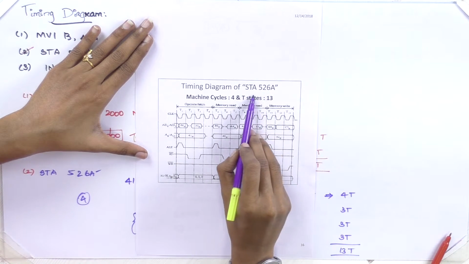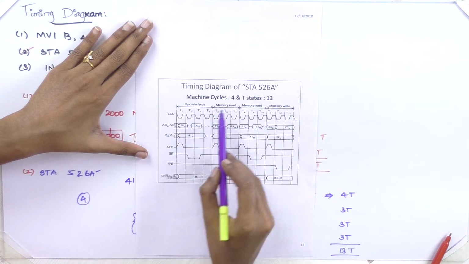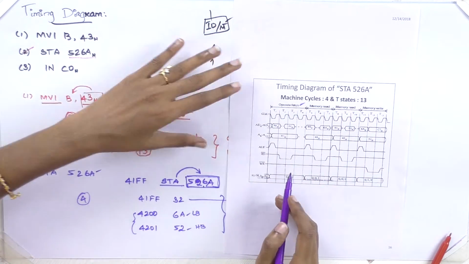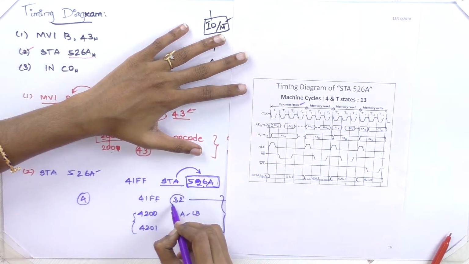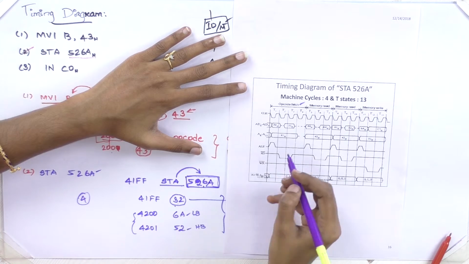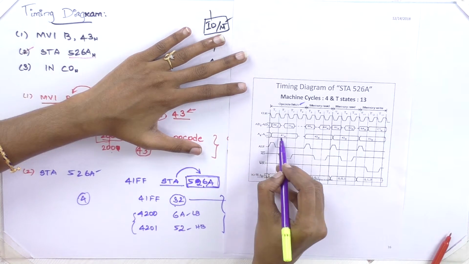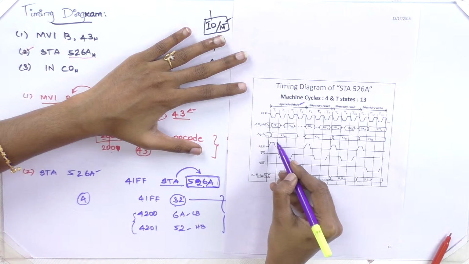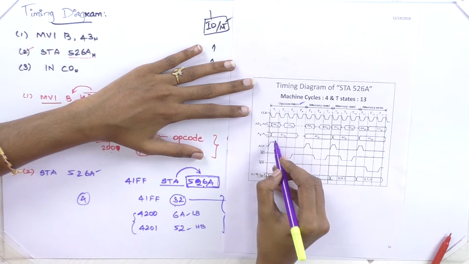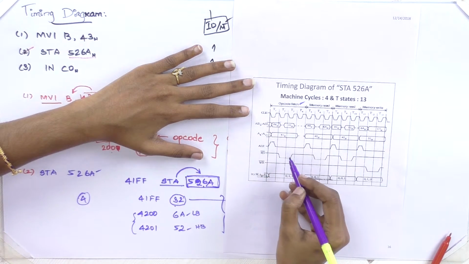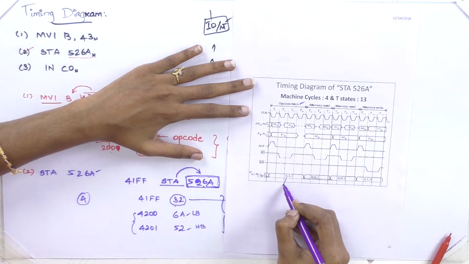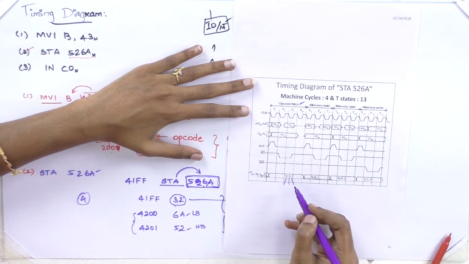Okay, so this is the timing diagram of STA 5268. The first machine cycle is opcode fetch. I have already told that this opcode 32 is stored in 41FF. So at T state 1, I should know the address of this opcode, and it is put on the address bus: higher order 41, lower order FF. Address latch enable should be high because the values on these lines are an address. So to enable it, address latch enable is high. And then the control signals for opcode fetch are 0 1 1. This is IO/M bar, this is S1 and this is S0.